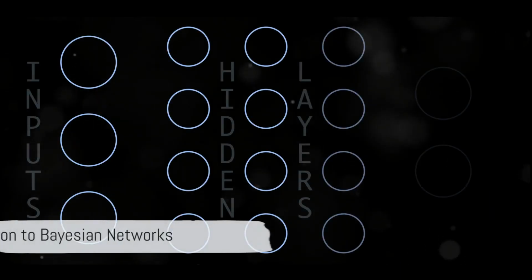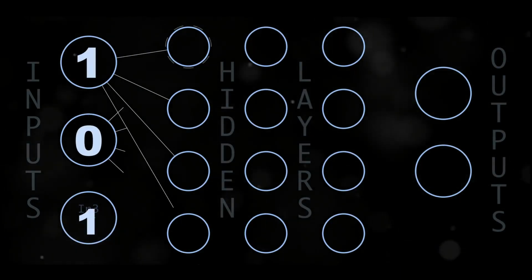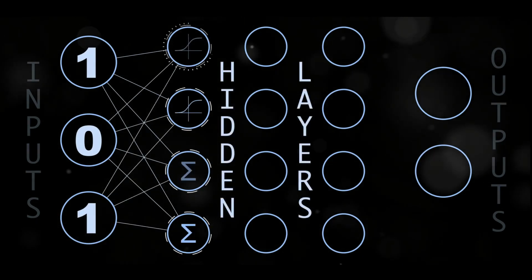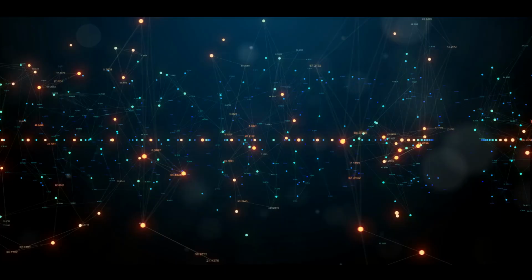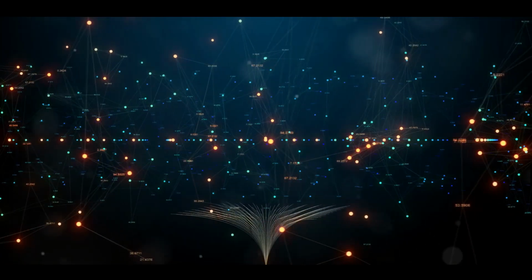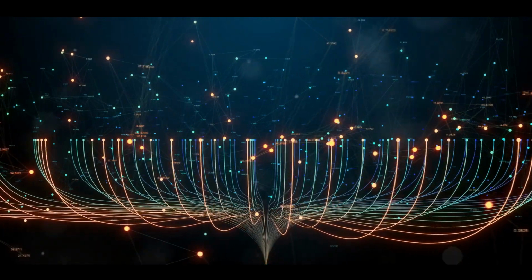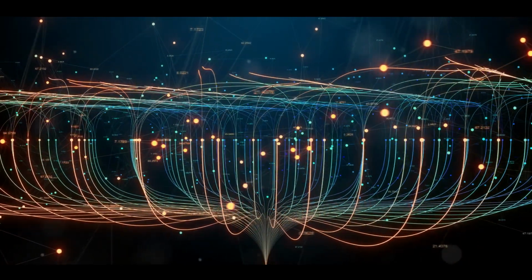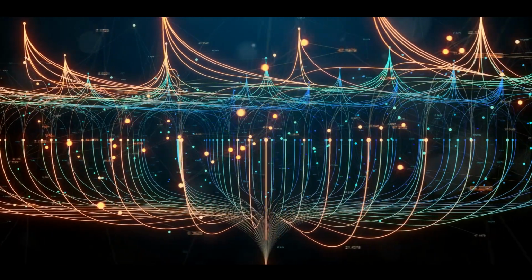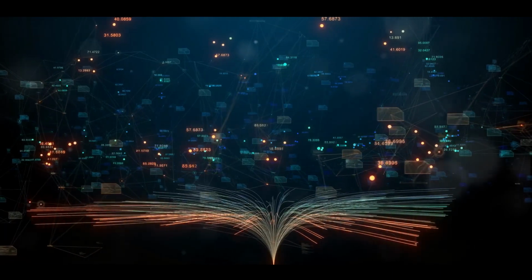Ever pondered what makes a self-driving car navigate a busy intersection with ease? Or how a spam filter accurately sifts through thousands of emails? The answer to these questions lies in a powerful concept in machine learning called Bayesian networks. Bayesian networks, also known as belief networks, are a type of probabilistic graphical model that uses a directed acyclic graph, DAG, to represent a set of variables and their conditional dependencies.